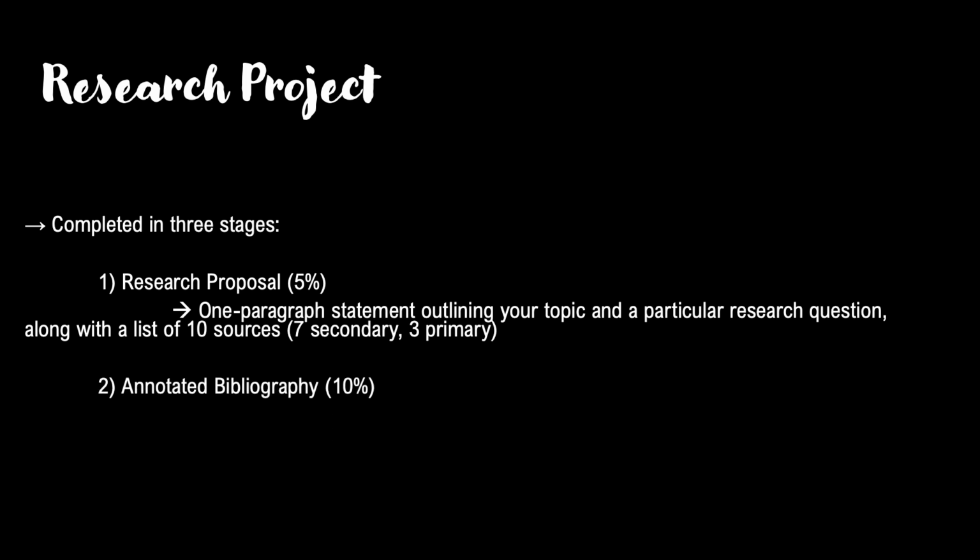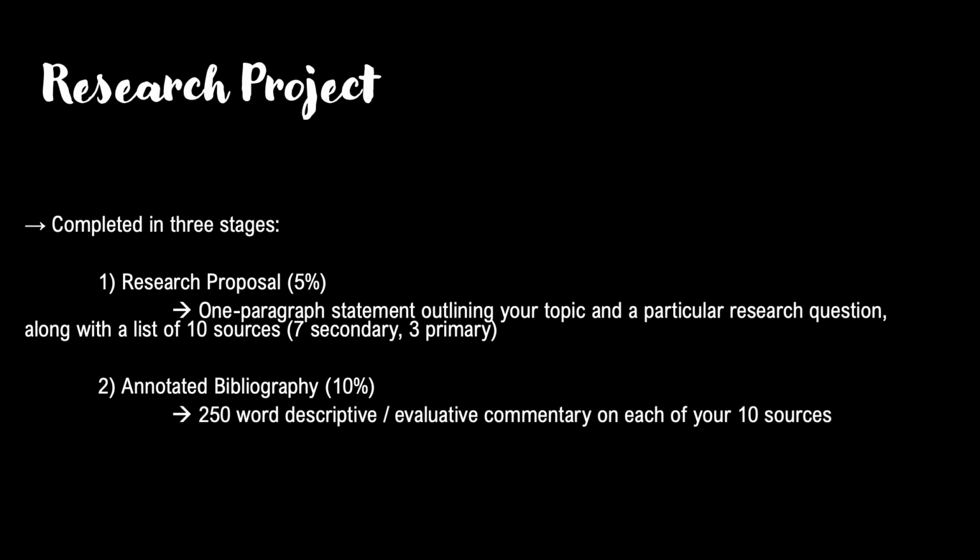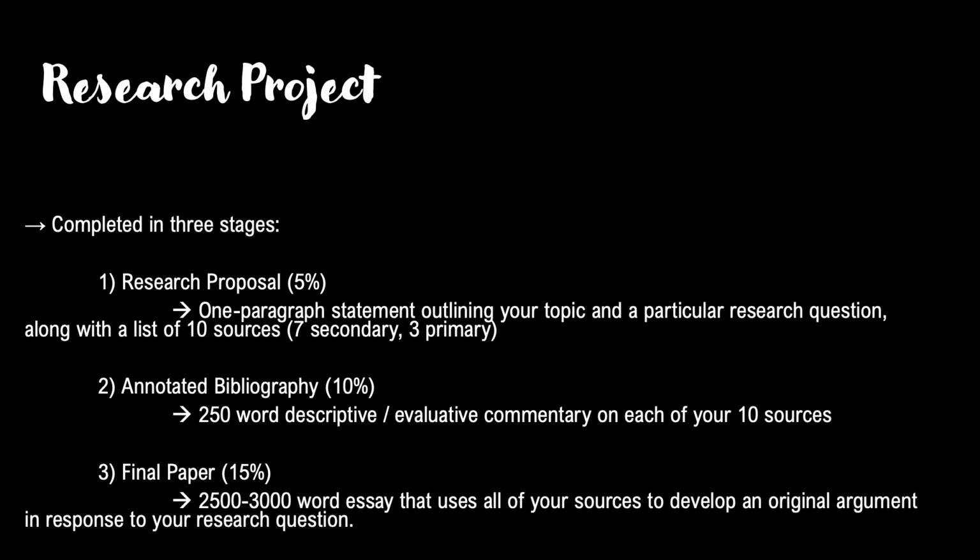In the next part of the project, you will compose annotations for each of those 10 sources, talking about their content and also explaining to me how you plan to use them to address the research question that you have put forward. And lastly, toward the end of the semester, you'll put all of this together and produce a 2,500 to 3,000 word essay that develops an original argument that contributes to knowledge in the history of sexuality through your topic with the sources that you have been working with all across the semester.